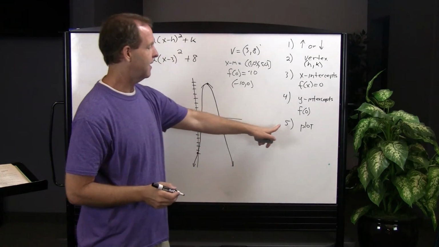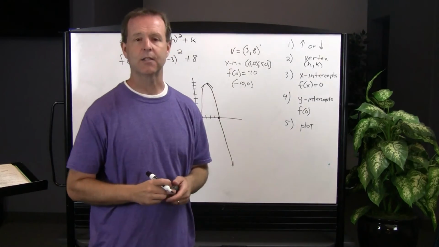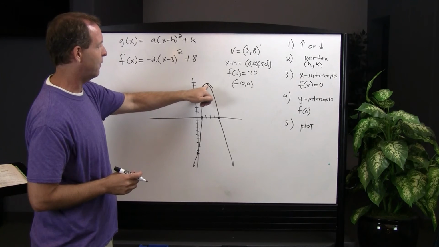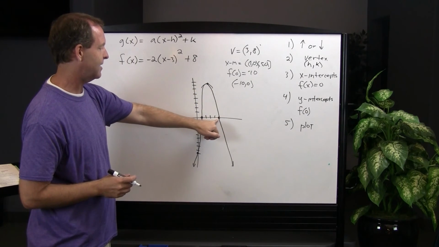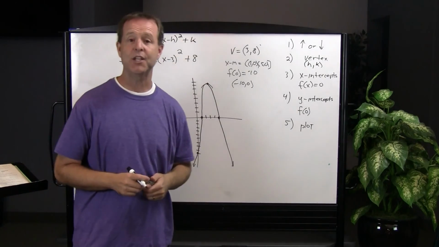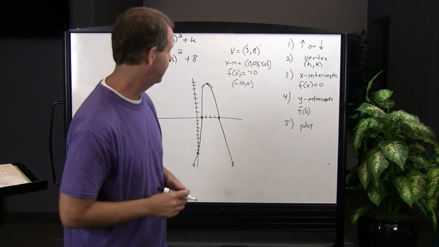And then lastly, I can plot some more points if I need to determine better what that graph looks like. But generally, if I know where that vertex is, its x-intercepts and its y-intercept, I have enough information to draw a really good graph. And it's kind of cool.